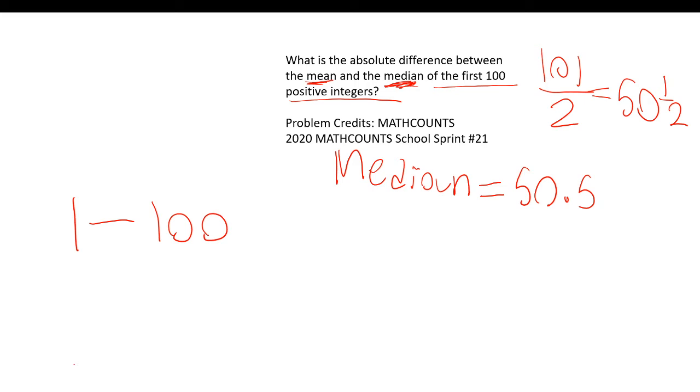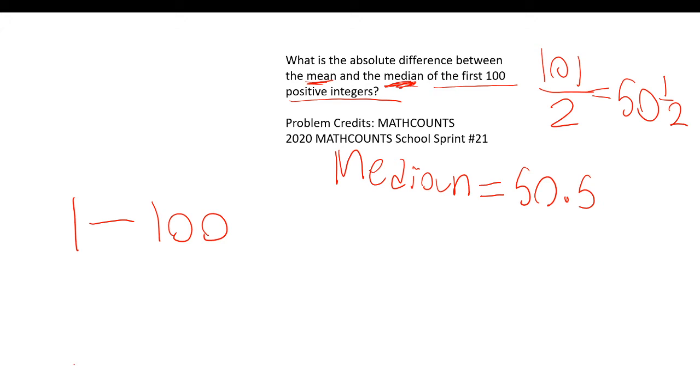And now we want the mean. Now the mean, well, if you know summations, it's going to take, like, 30 seconds, or 1 minute at max. Now the median is 50.5. We want to compute the sum of consecutive natural numbers from 1 to 100, inclusive. That's 1 plus 2 plus 3 plus 4 plus 5, all the way to 100.